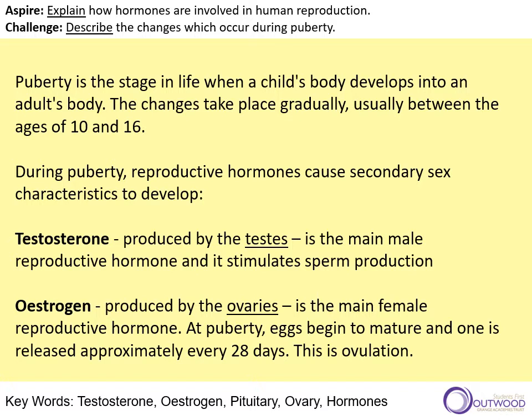Then there is estrogen, and that's produced by the ovaries. Easy way to remember, oestrogen from ovaries, and that is the main female reproductive hormone. Now at puberty, eggs begin to mature, and one is released approximately, but not exactly, every 28 days. This is called ovulation.